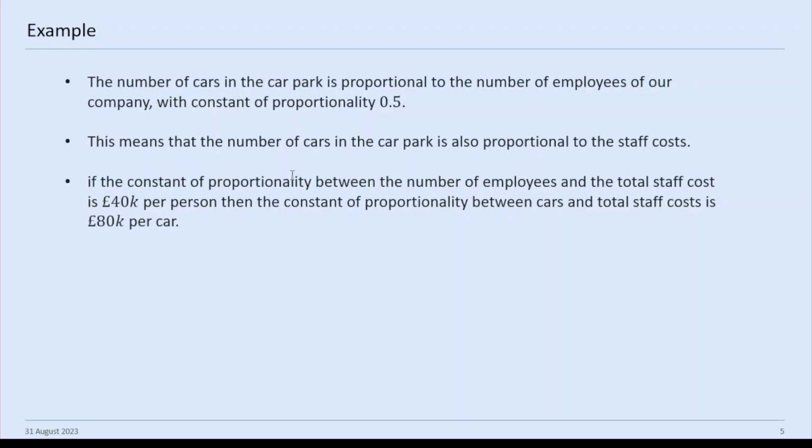This means that the number of cars in the car park is also proportional to staff costs, because we've already seen that staff cost is proportional to the number of employees. And if the constant of proportionality between number of employees and total staff costs is 40k per person, then the constant of proportionality between cars and total staff cost is 80k per car. So that's how you can work out the constant of proportionality. So let's say if x is proportional to y with constant a, and y is proportional to z with constant b, then x is proportional to z with constant ab. That's the general idea.